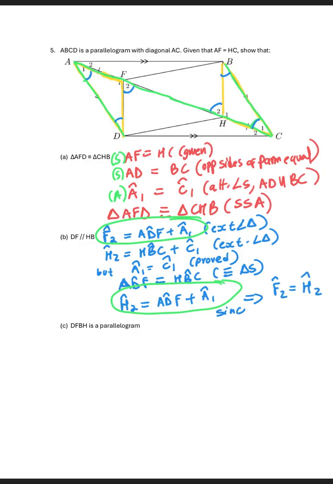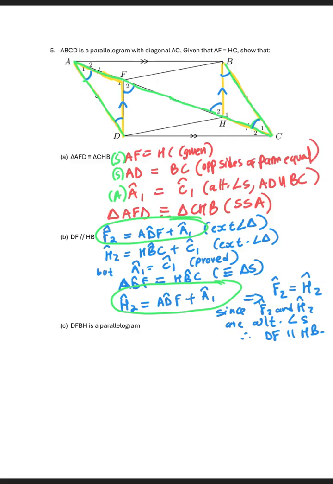And since F2 and H2 are alternate angles, therefore DF is parallel to HB. So this is how we prove that the lines are parallel. And now we know that DF is parallel to HB. And then question C says now we need to show that DFBH is a parallelogram, right?